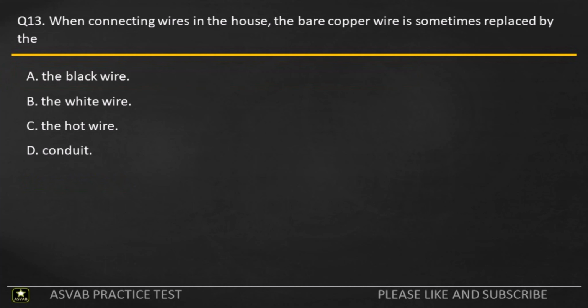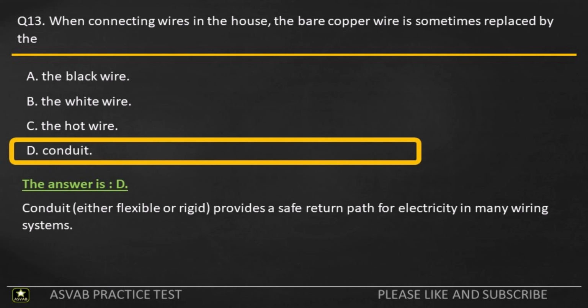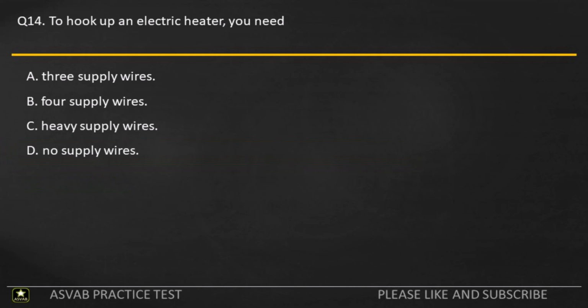Q13. When connecting wires in the house, the bare copper wire is sometimes replaced by A. The black wire, B. The white wire, C. The hot wire, D. Conduit. The answer is D. Conduit, either flexible or rigid, provides a safe return path for electricity in many wiring systems.